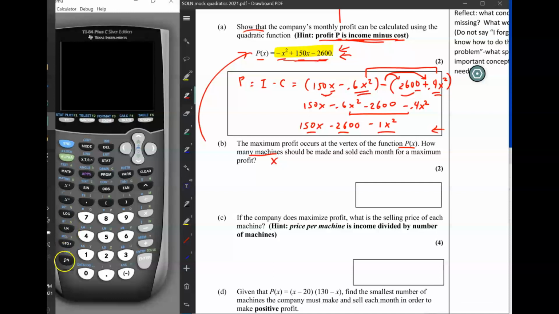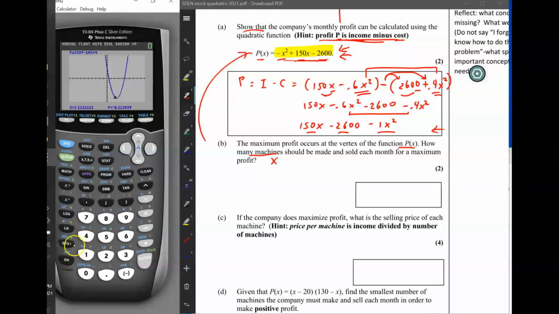Okay, so first let's put p into the calculator because we have an expression for p, right? So we'll go to y equals. We will type in negative x squared plus 150x minus 2600. And then we will graph it.